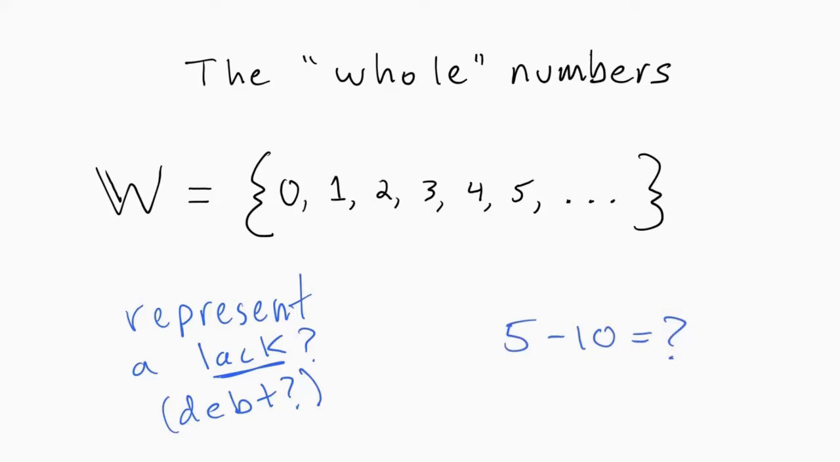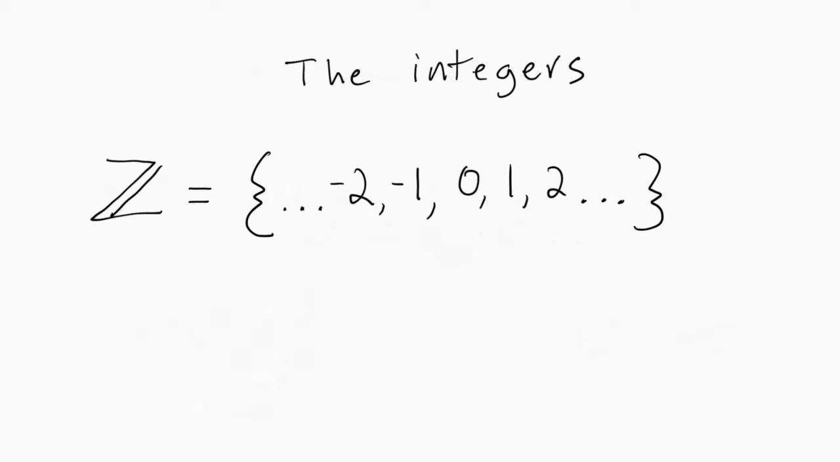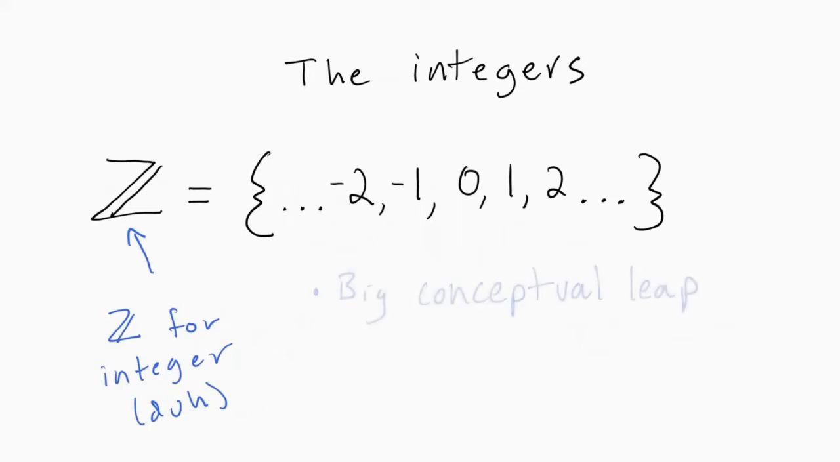So, to fix these problems, we're going to add in negative numbers. The resulting number system is called the integers, which is represented by a capital Z. Don't ask me why. Now, this number system extends infinitely in 2 directions, positive and negative. This is another big conceptual leap forward.